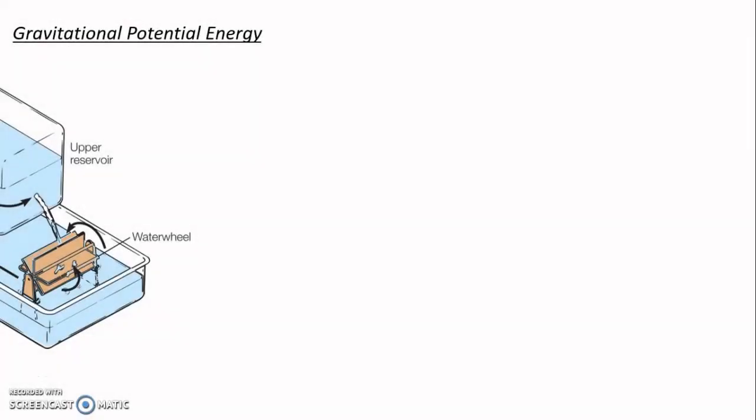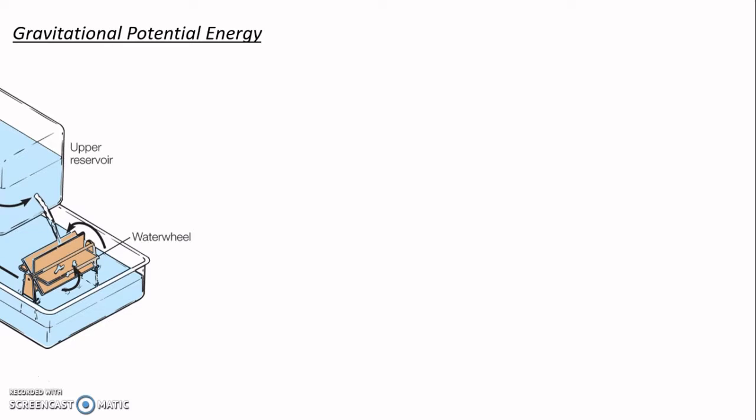To talk about electric currents, let's start off by refreshing ourselves with something we are already familiar with, gravitational potential energy. So imagine we have a system that has two reservoirs of water. We have an upper reservoir full of water, then water flows from there into the lower reservoir, and as it flows, it turns a water wheel. Very simple.